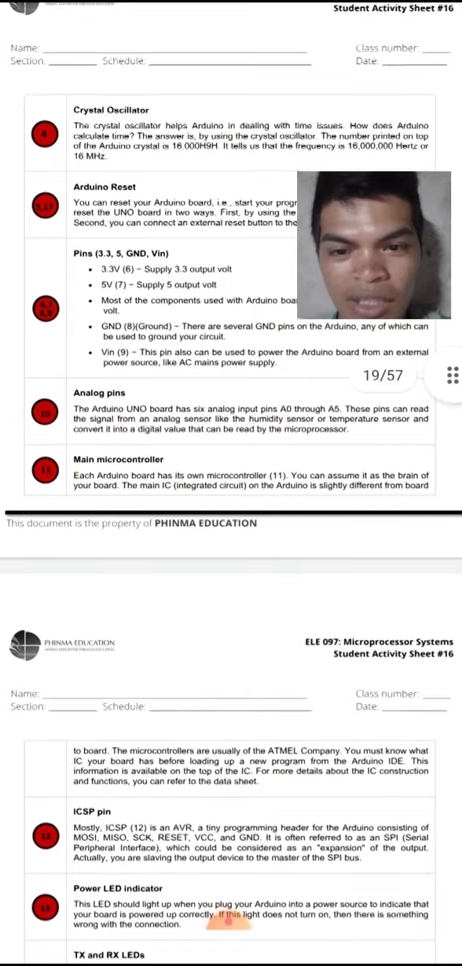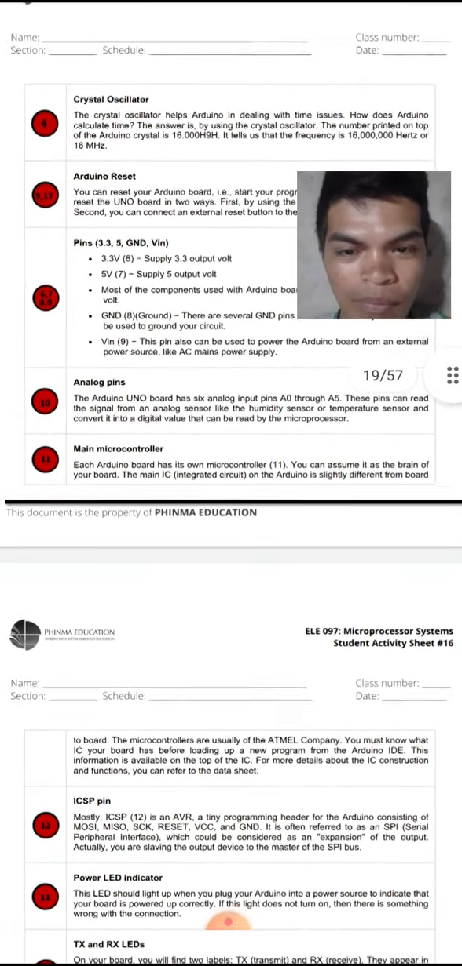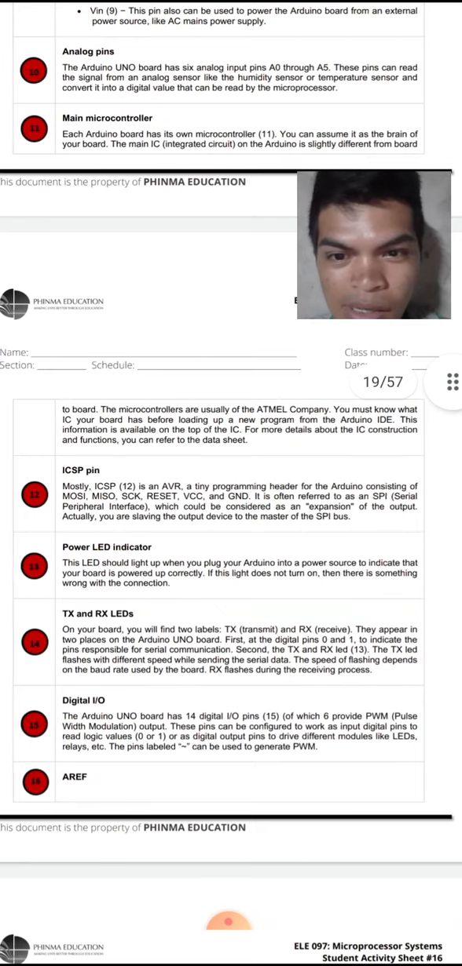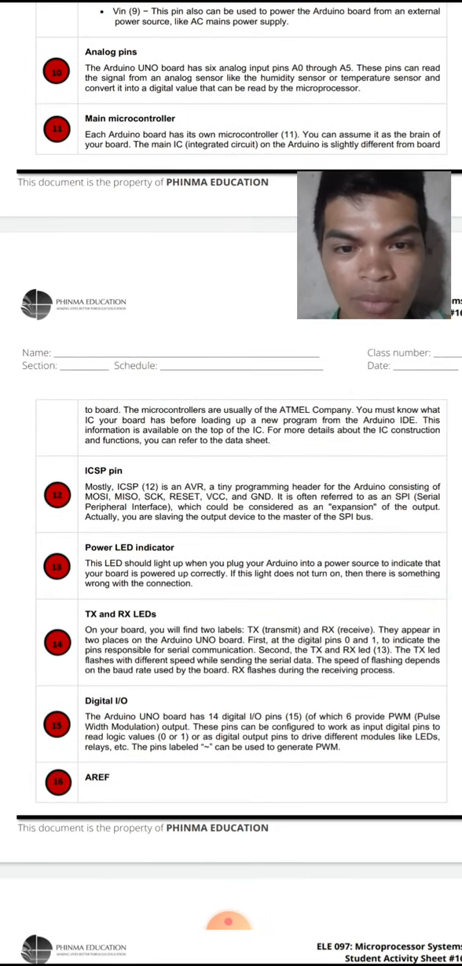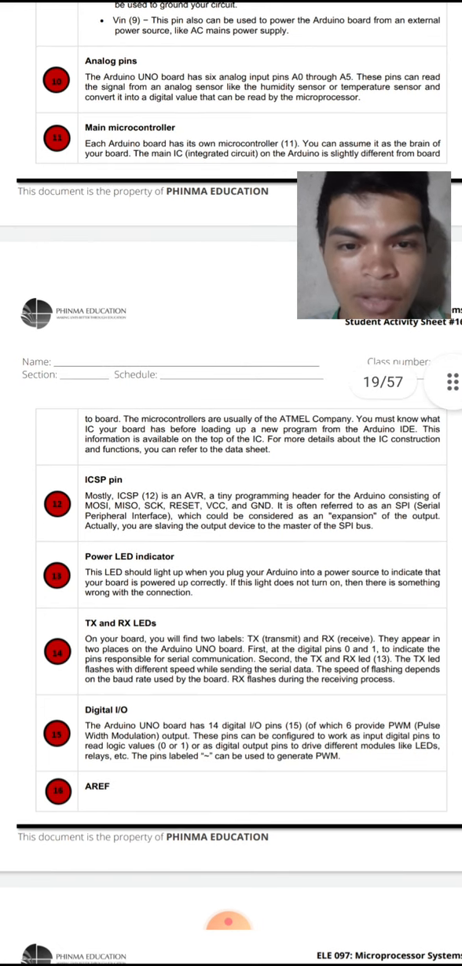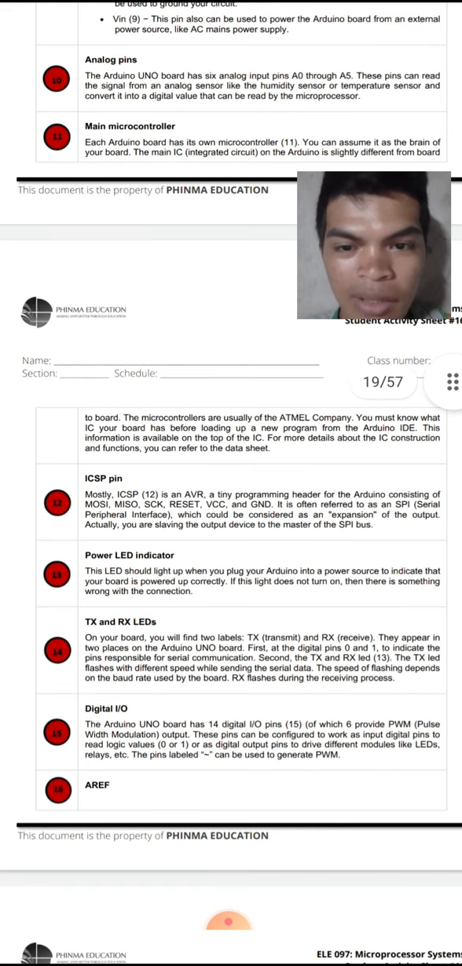Number 11, main microcontroller. Each Arduino board has its own microcontroller. You can assume it as the brain of your board. The main IC or integrated circuit on the Arduino is slightly different from board to board. Microcontrollers are usually from the Atmel company. You must know what integrated circuit your board has before loading up a new program from the Arduino IDE. This information is available on top of the integrated circuit. For more details about the integrated circuit construction and functions, you can refer to the datasheet.